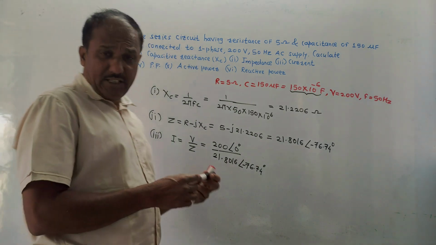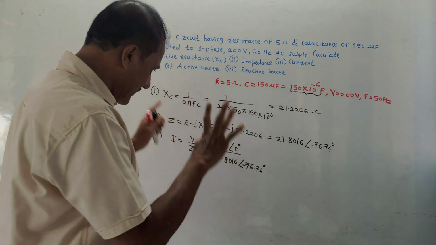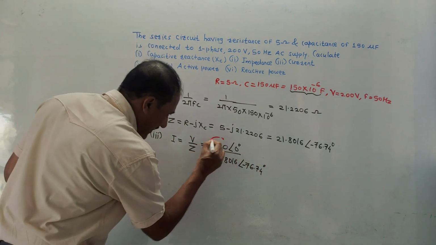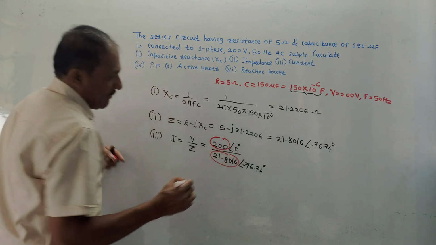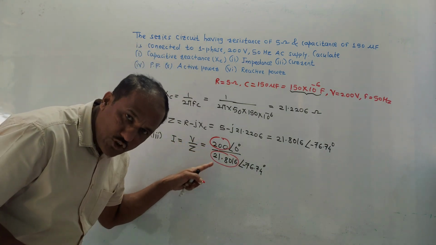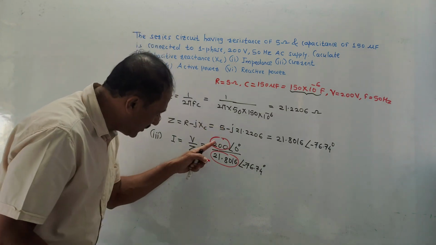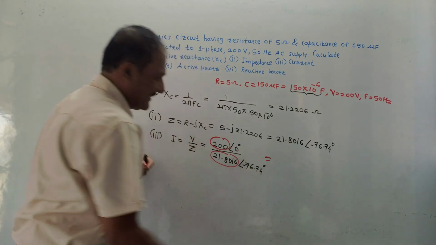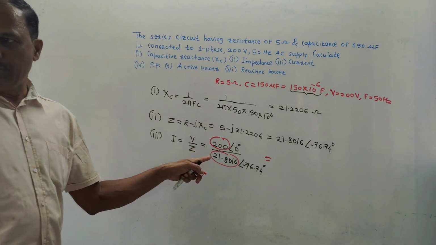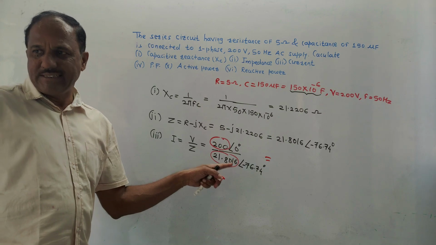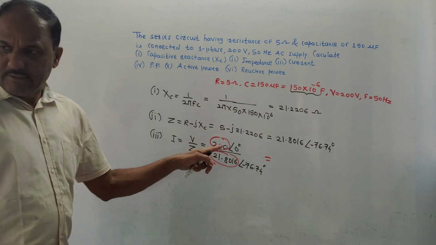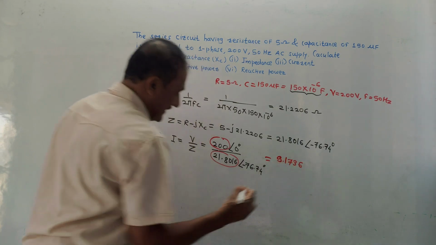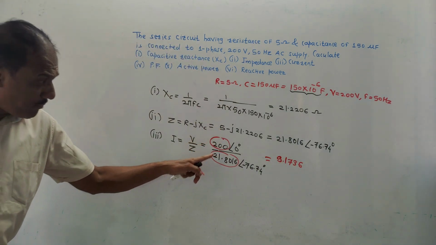Now many students get confused while performing such calculations. I will tell you a simple trick. Whenever there is a division, this is known as magnitude, and similarly this is the magnitude of the denominator term. Perform normal division of magnitude. That means on the calculator you will be doing 200 divided by 21.8016. Once you calculate, the answer will be 9.1736. Simply I have done the division of magnitudes.